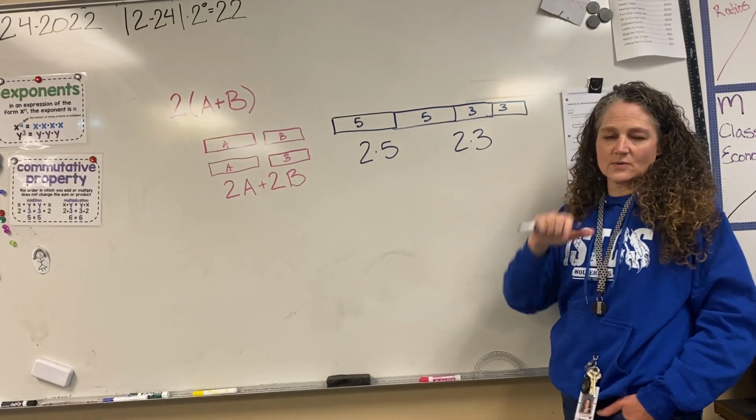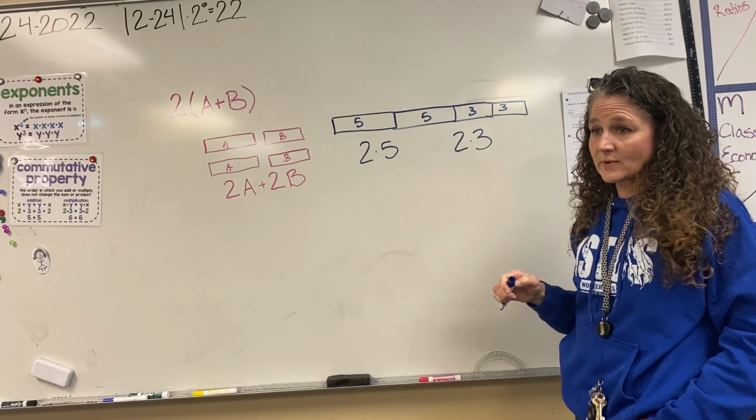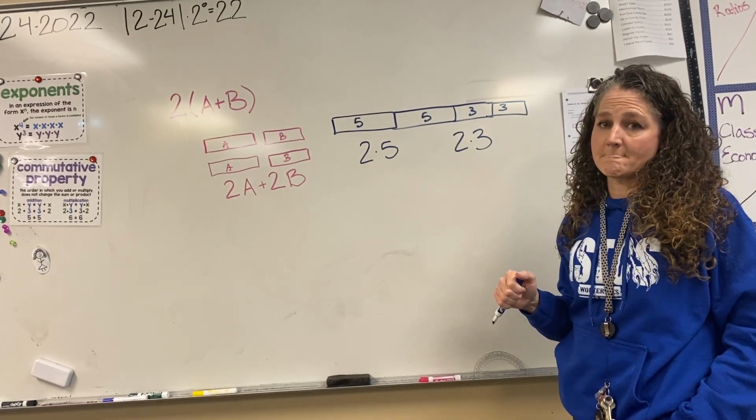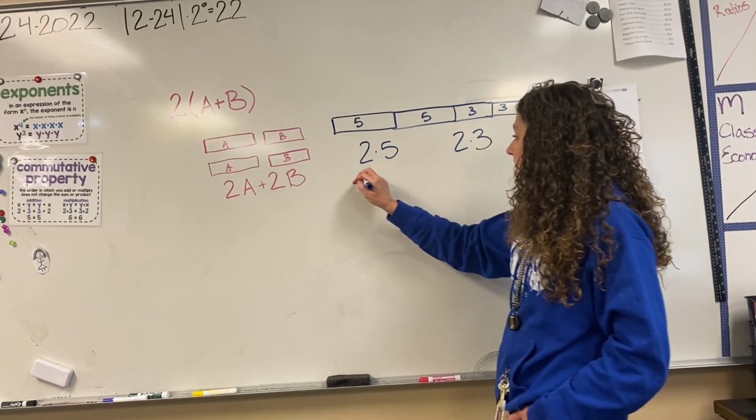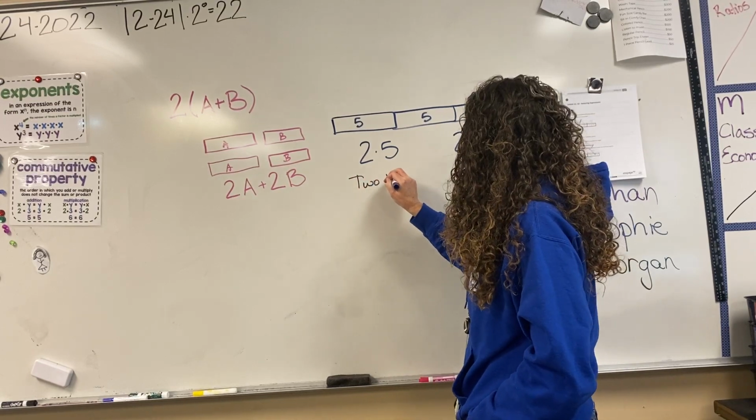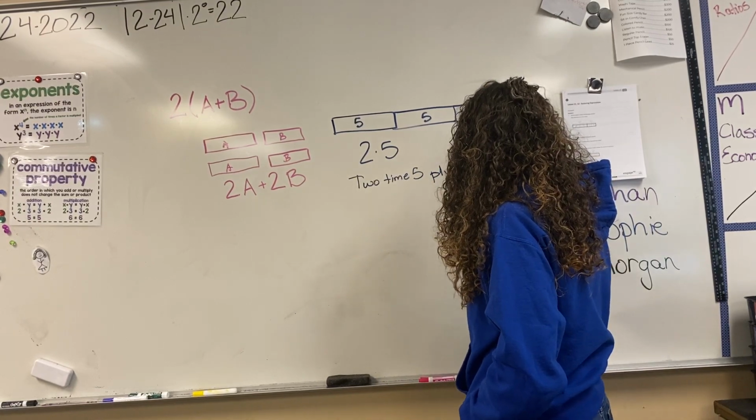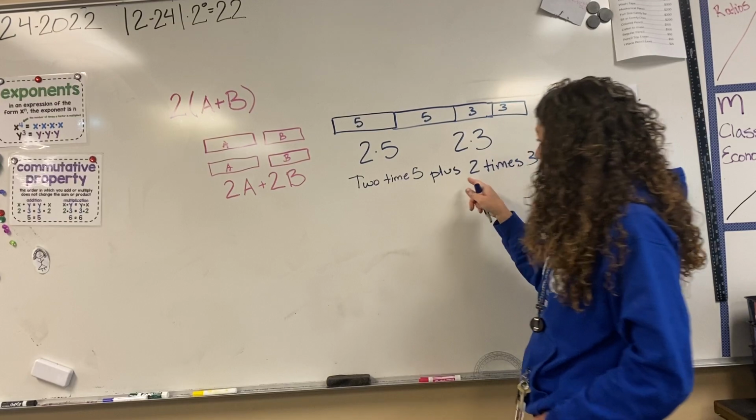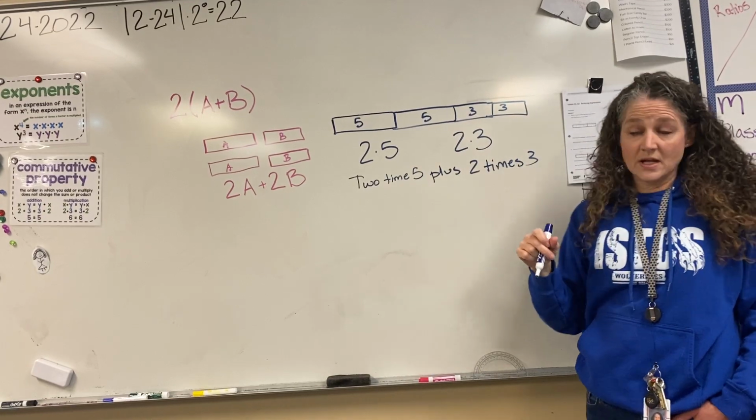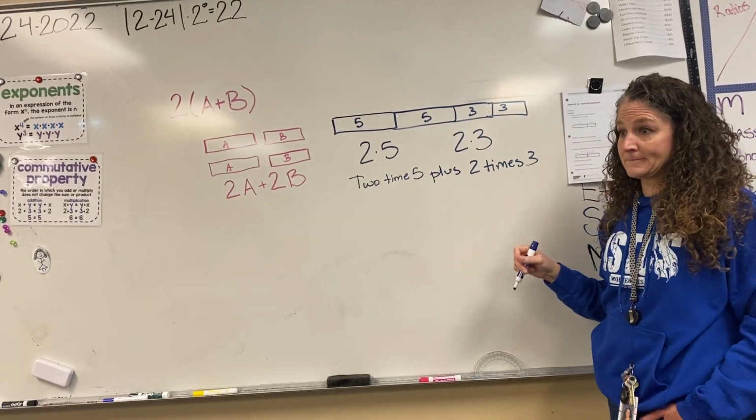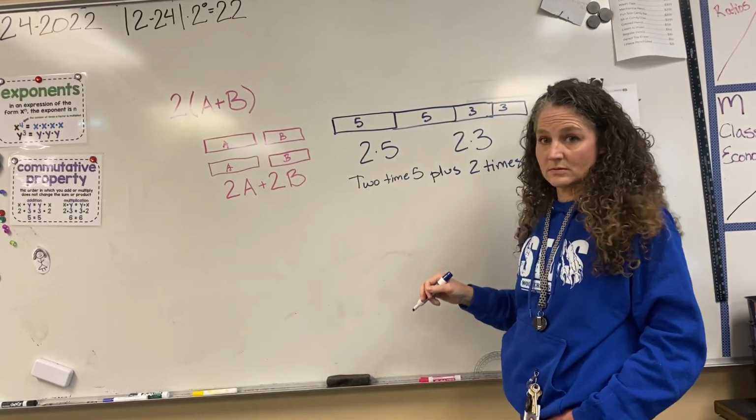So how would I represent this in words? We practiced with words yesterday. There are a couple different ways. 2 times 5 plus 2 times 3. Is this correct? Yeah. Is there another way to put it? What about how this one was put? 2 5 plus 2 3.